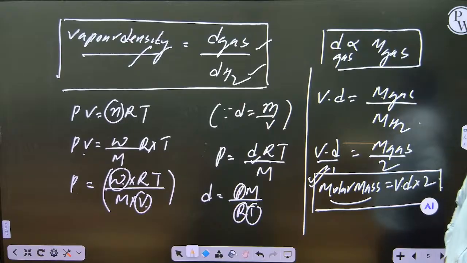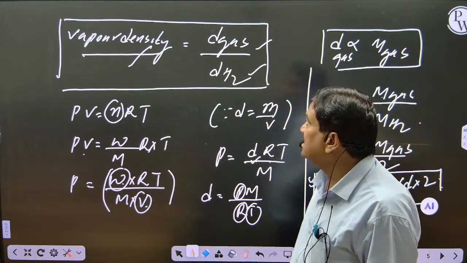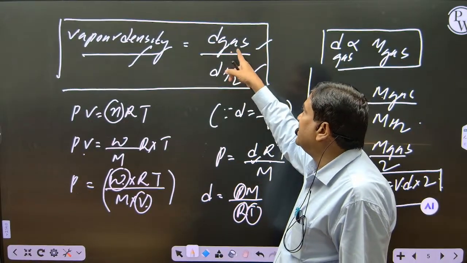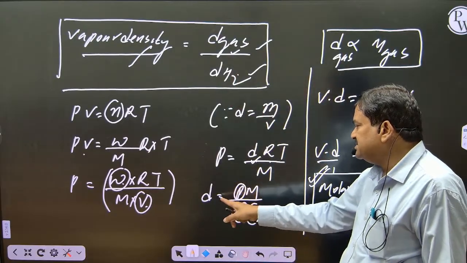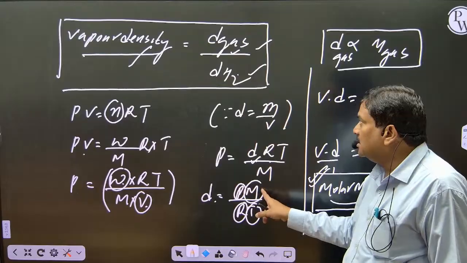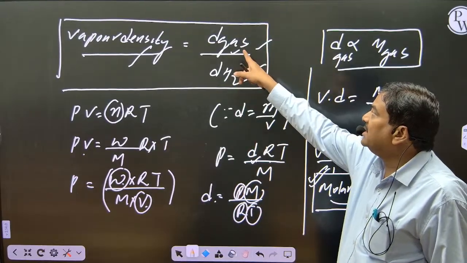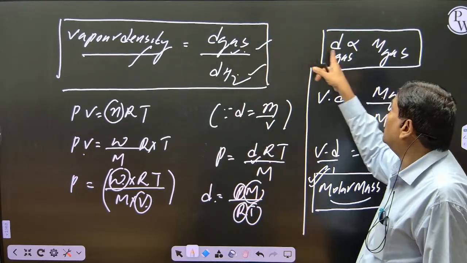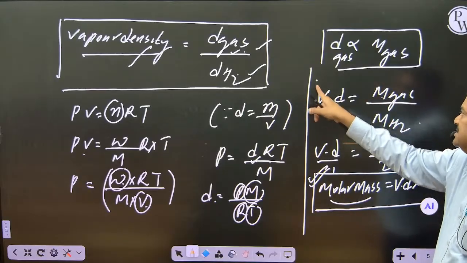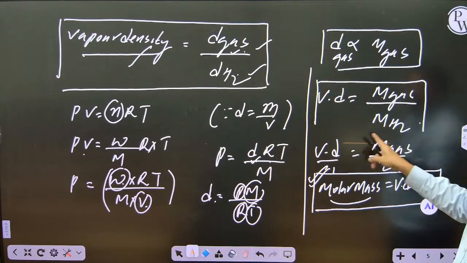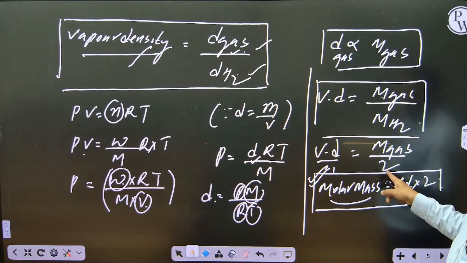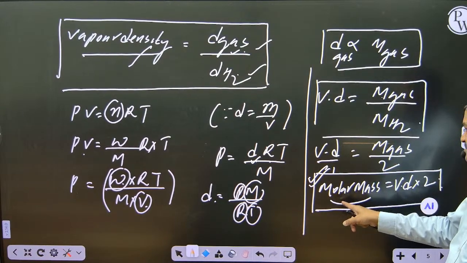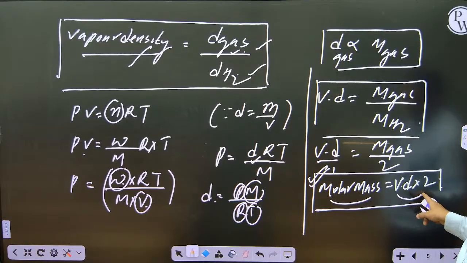Clear, students? Understood? So in the exam, vapor density is nothing but density of the gas by density of hydrogen. And how is density related with molar mass? Density is directly proportional to molar mass. So in place of density I can write molar mass. So vapor density of the gas is equal to molar mass of the gas by molar mass of hydrogen. And the molar mass of hydrogen is 2. So when we bring the relation, we write: vapor density into 2 will give molar mass of the gas.